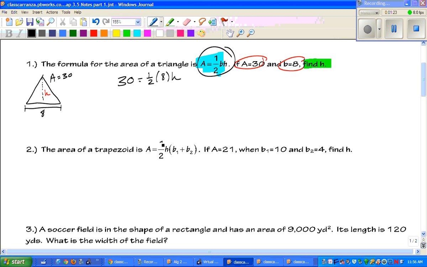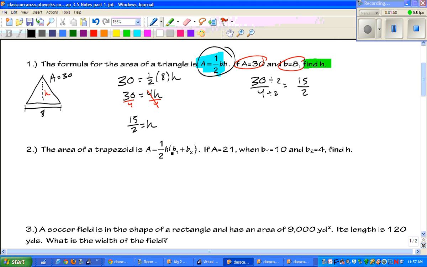Okay? So let's start going through. 30 equals 1/2 of 8 is 4. And then to solve, you divide both sides by 4. Now, 30 divided by 4. So 30 over 4. You can reduce that fraction by dividing by 2, and you get 15 over 2. So 15 over 2 equals h.